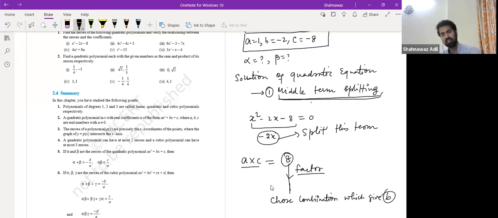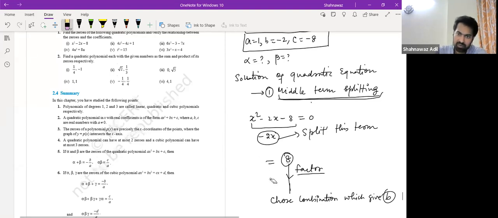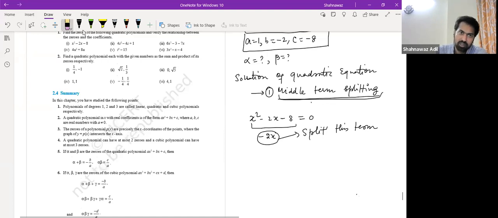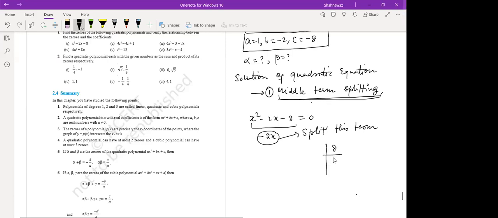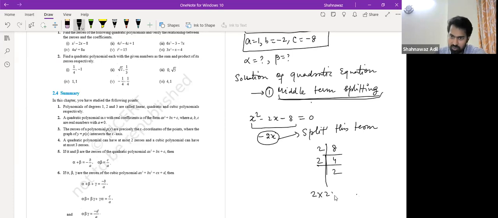So these are the criteria that we follow to use this middle term splitting. As you said, we have to take the factors of 8. The factors of 8 would be 2 into 2 into 2. This is 8. So what combination? You already told me about the combination. That would be 2 and 4, right? 2 and 4 gives me 8.